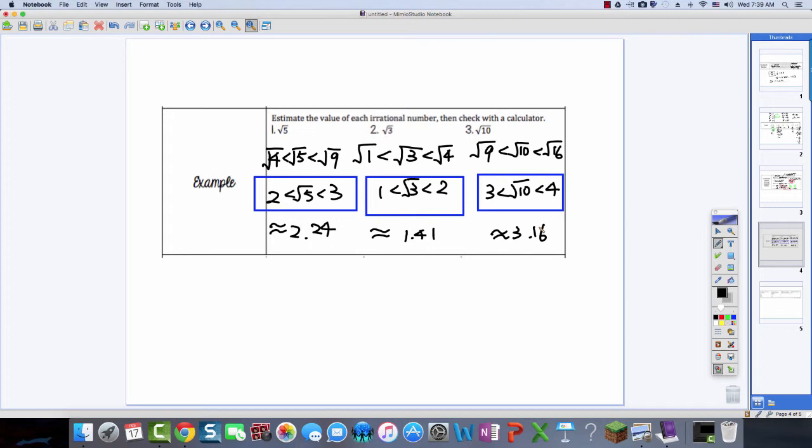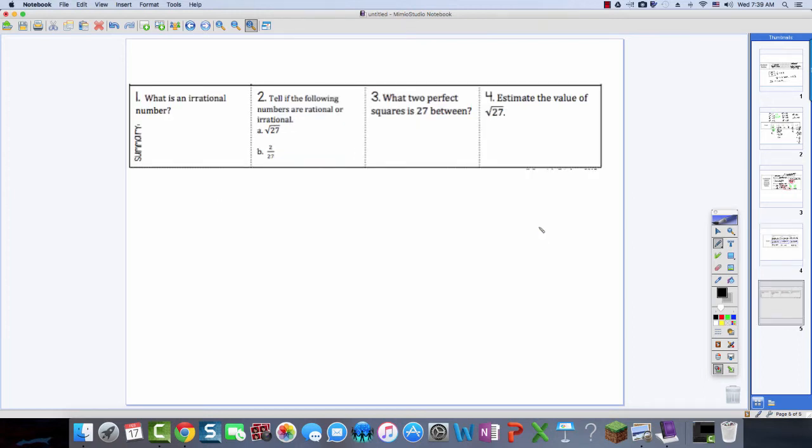Okay, so that's it. It's about estimating the perfect square right before and right after the irrational number. So in summary, I think we had already done this, haven't we? This is just some more practice. So use this and practice on your own, and finish the homework page, and that counts as 5 points. Thank you, guys.